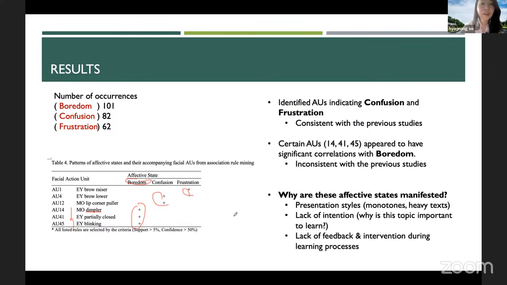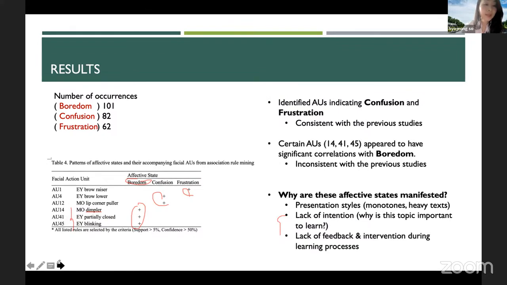And again, as someone working in design science, we have to think about why they feel so many occurrences of boredom or confusion and frustration. Of course, the first reason is the presentation style. The lecturers are kind of boring when she delivered the lecture. But another thing I found very important is these two points. Maybe they don't have a strong intention why they have to learn this. Also, there's no feedback given during the learning process.